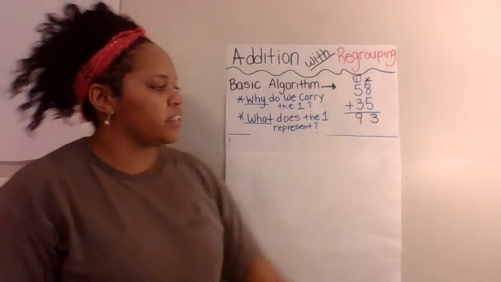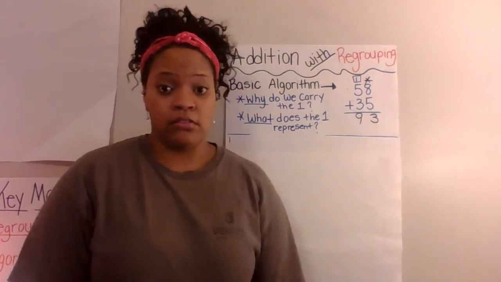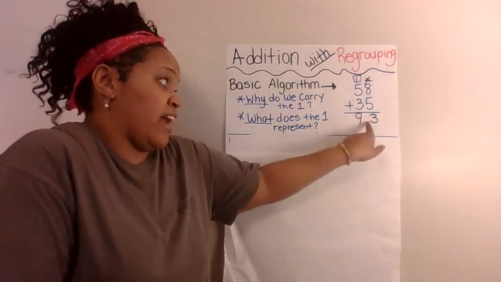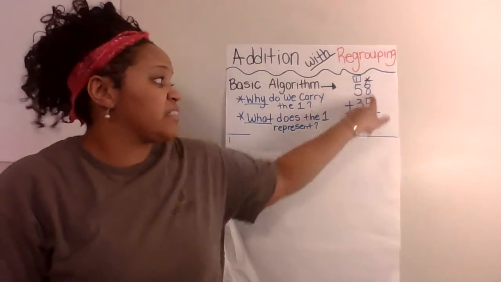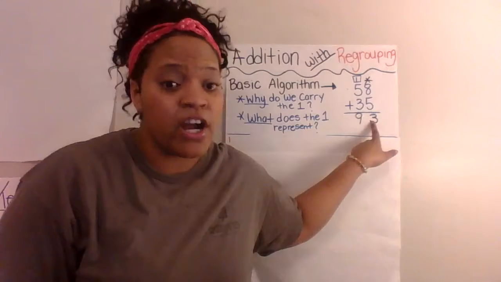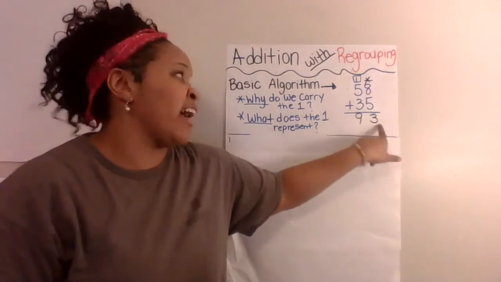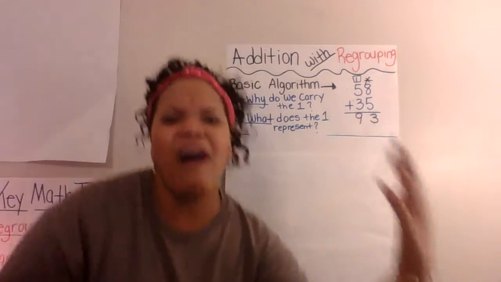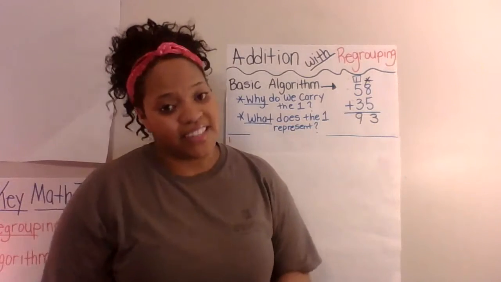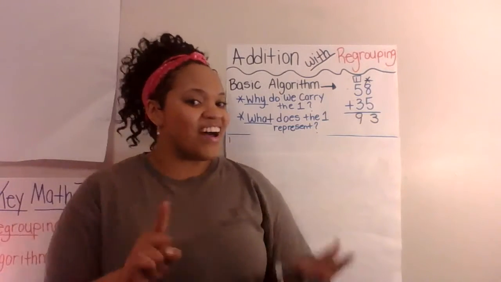What does the 1 represent? 1. Because you can't, and I get this, because you can't write 13 down here. Because 8 plus 5 is 13, but you can't write 13 down here. So you got to put the 3 right here and the 1. But why? So today we're going to explore and we're going to find out why.